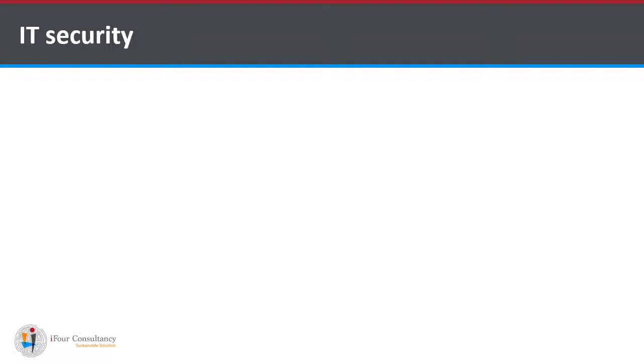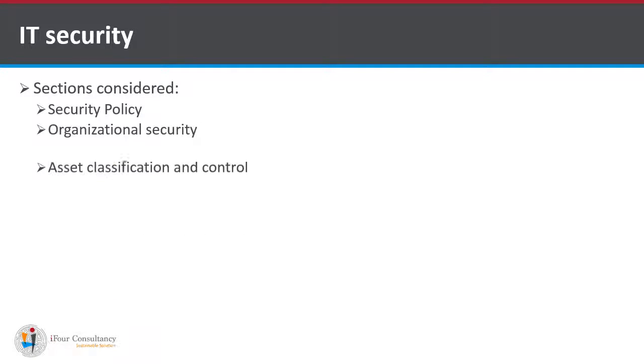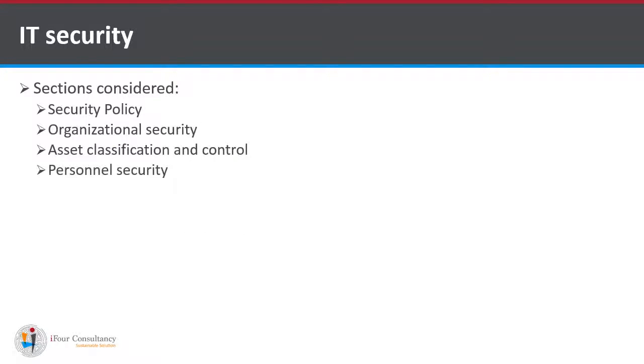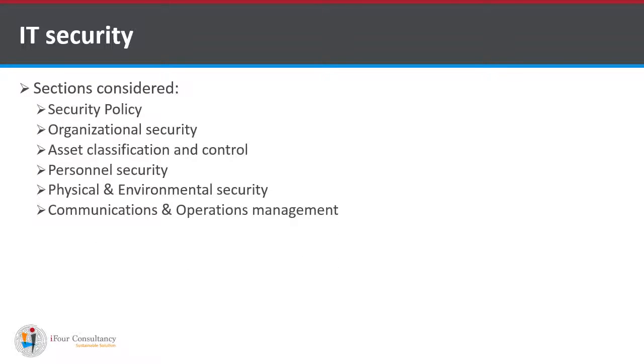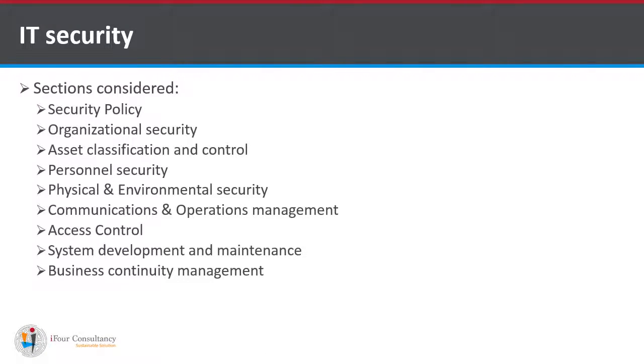IT security. Sections that are considered are the security policy, the organizational security, asset classification and control, personal security, physical and environmental security, communications and operations management, access control, system development and maintenance, business continuity management, compliance.